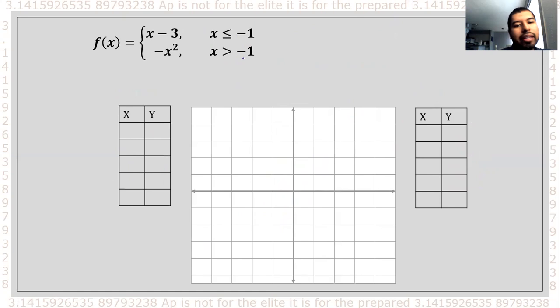Same thing, guys. Go ahead and see the restriction. I like to put it at -1, so I'm going to mark x equals -1. And then I'm going to decide. This right here says it is less than or equal to. So everything less than, is it to the left or to the right? It's to the left, right? Because all the numbers less than -1 are -2, -3, -10,000, -infinity, stuff like that. So to the left is going to be x minus 3. And that must mean that this right here, when x is greater than -1, that's going to be right.